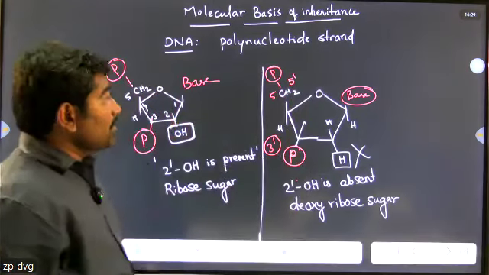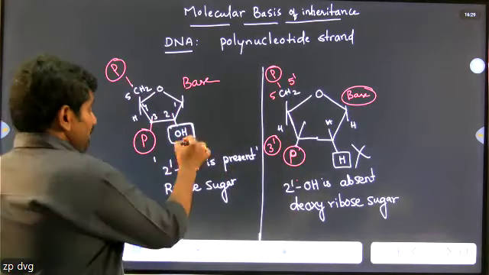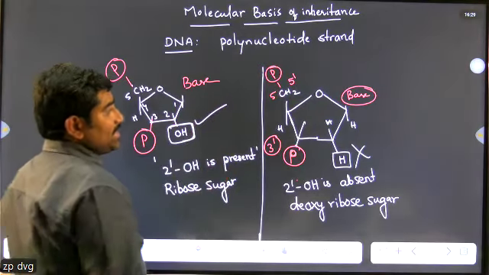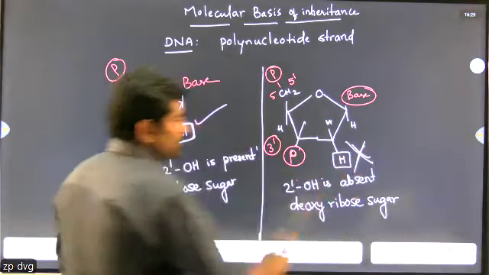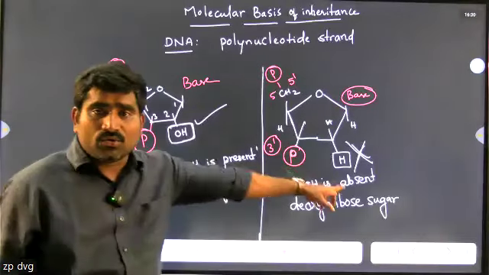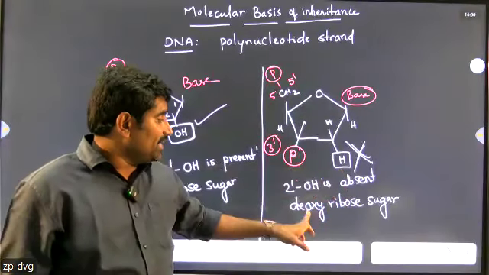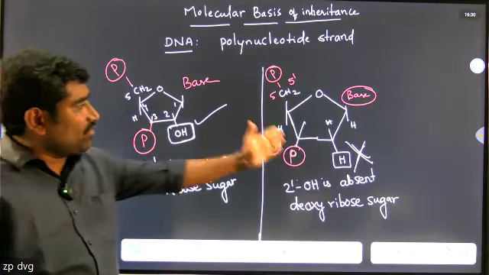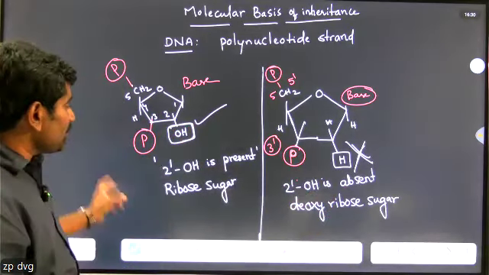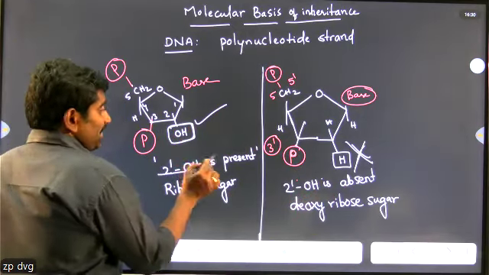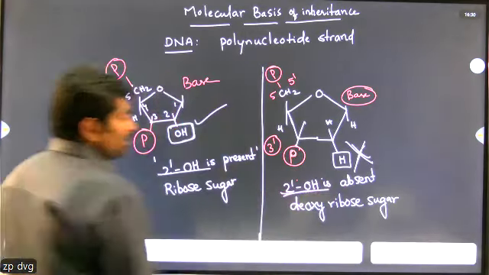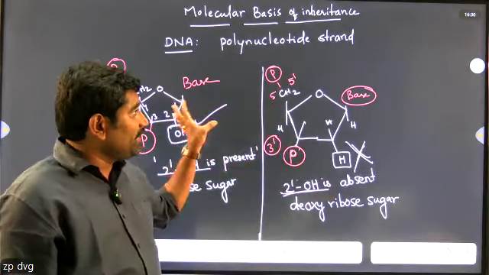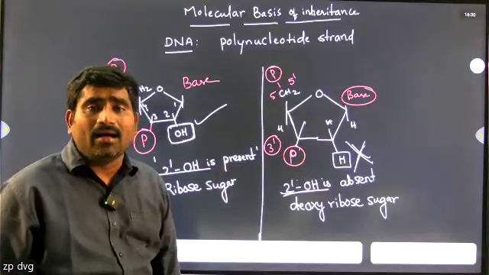Clear? So like this. But if you observe here, in this place one OH group is present, and here the OH group is absent. Due to the absence of this OH group, it is called deoxyribose sugar. And this is ribose sugar, this is deoxyribose sugar. So ribose sugar contains the 2' OH group, whereas in deoxyribose sugar the 2' OH group is absent. So that is the difference between the sugar of DNA and RNA.